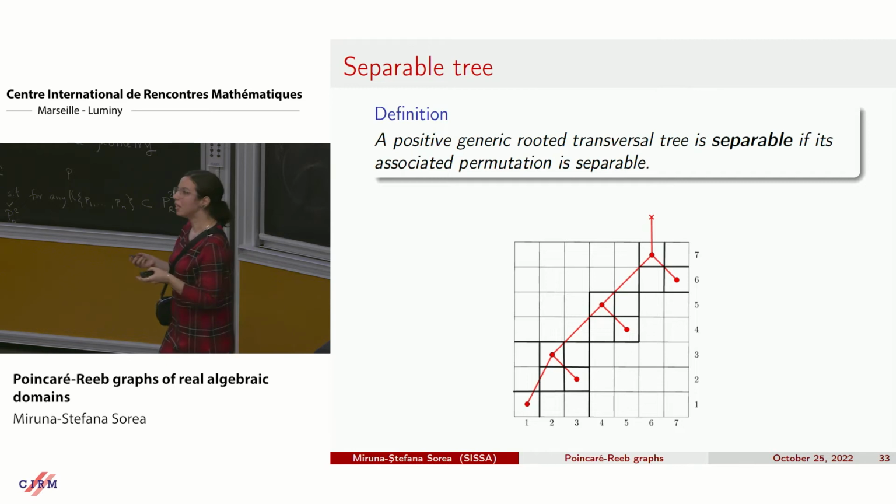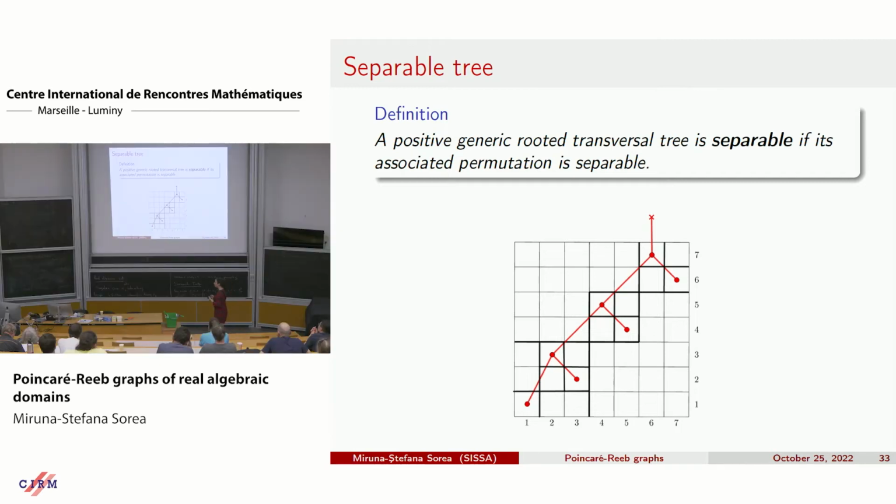Now, finally, what is a separable transversal tree? It is a tree to which we can associate a separable permutation, because we said there is a bijection between trees and permutations. If the permutation is separable, then this is the condition that we are working with.